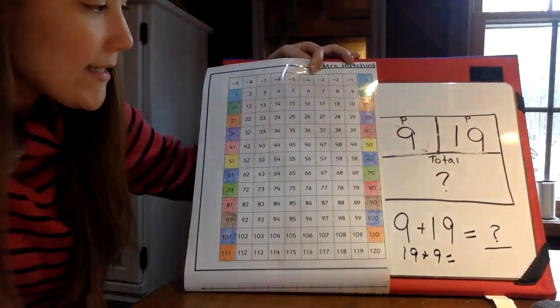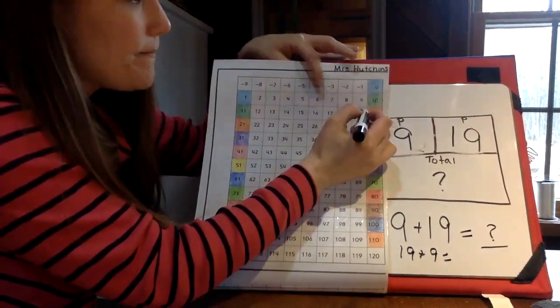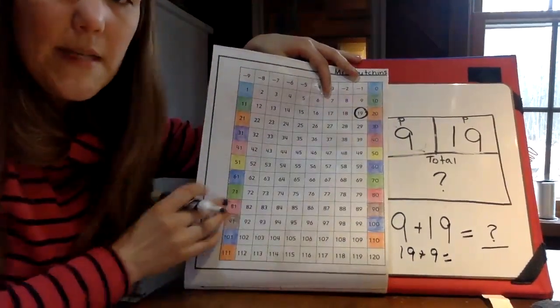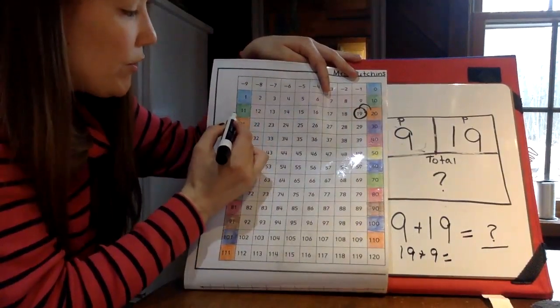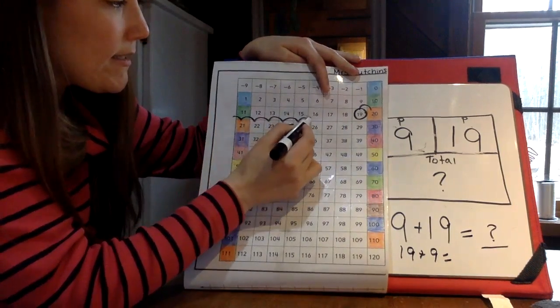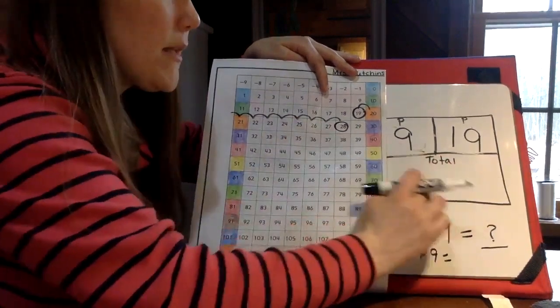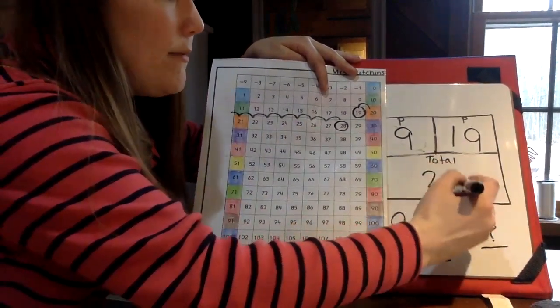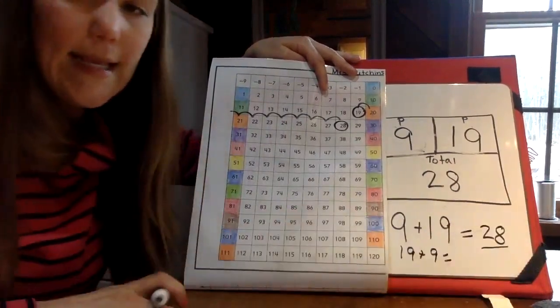Okay, so let's start at 19 and let's hop up 9. So I'm going to find my 19 and I'm going to count up 9 hops. You ready? 1, 2, 3, 4, 5, 6, 7, 8, 9, and I landed at 28. 9 plus 19, when I add those 2 numbers together, I get 28.